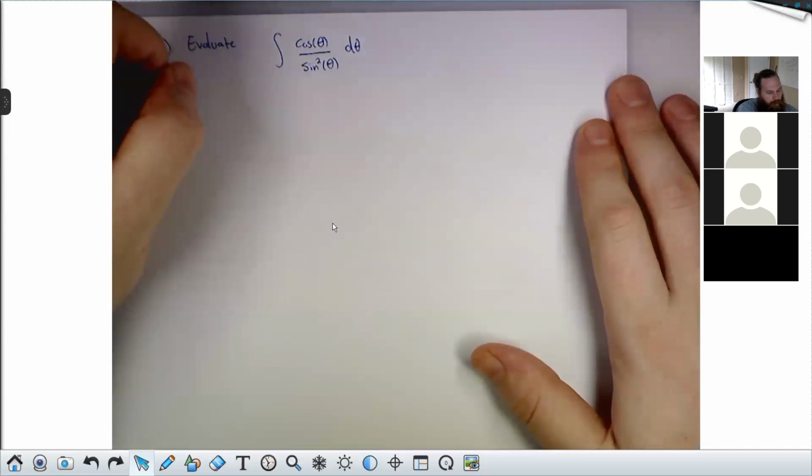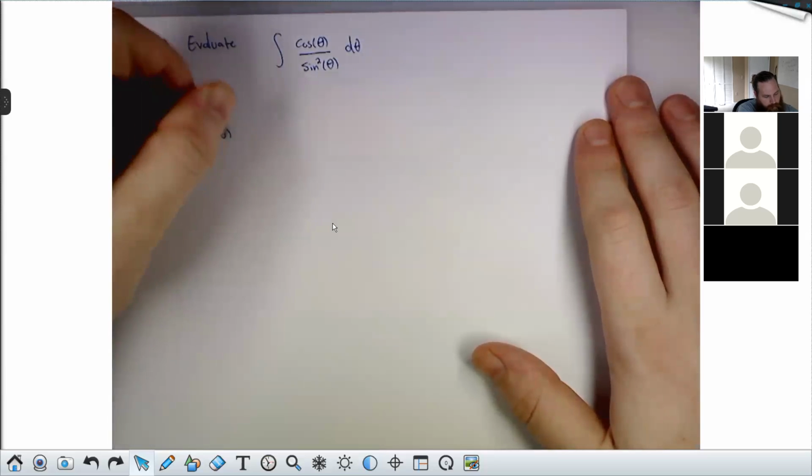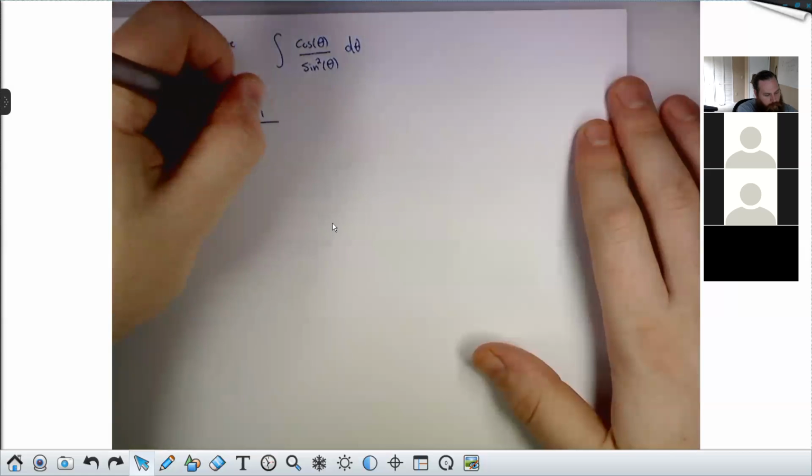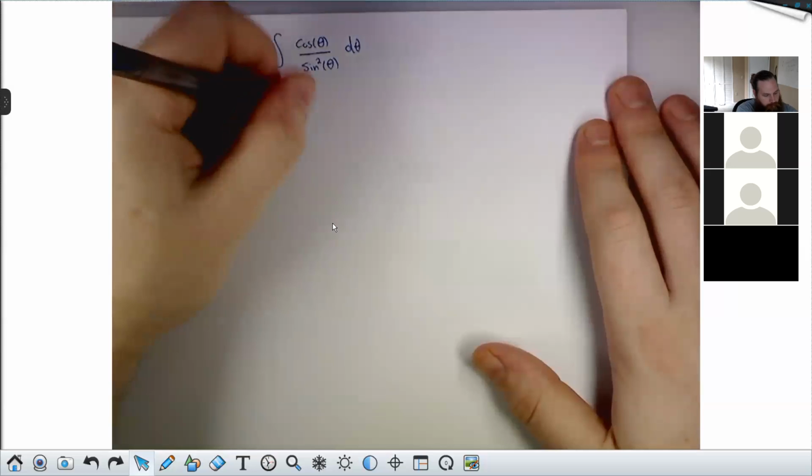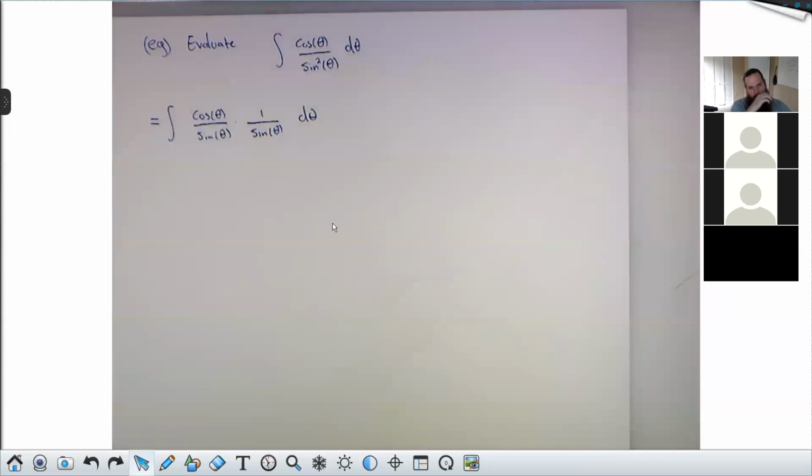Well, how about I try writing it as cosine theta over sine theta times 1 over sine theta. Do we all agree that this is kosher algebra? If I multiply those two fractions together, I multiply the tops of the tops and the bottoms of the bottoms. So upstairs I would have cosine, and downstairs I would have sine squared. All right, this is the same.